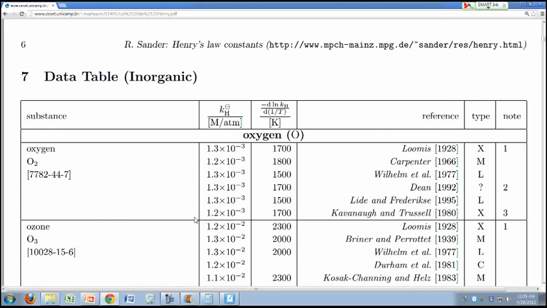So it's 1.2 times 10 to the negative 3, and the unit here is molarity per atmosphere. So that would be K_H.